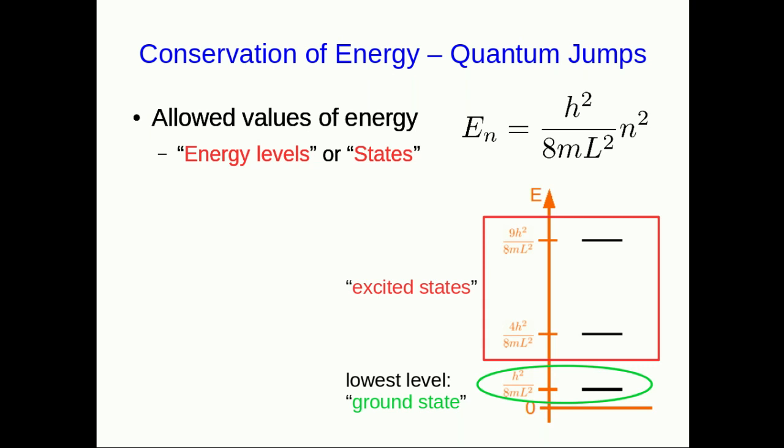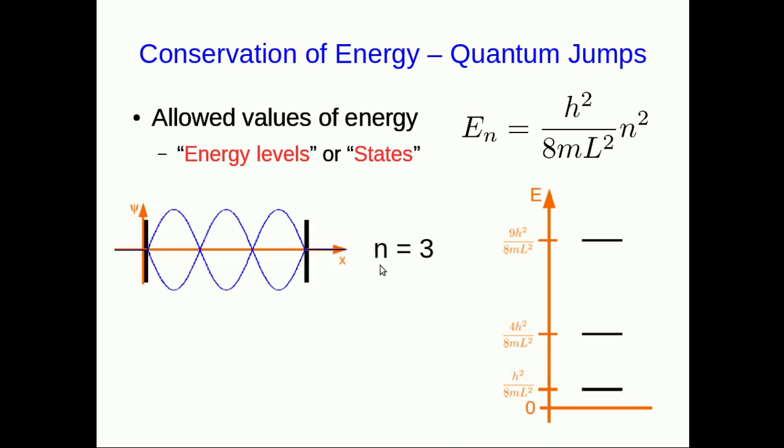So let's suppose that we have this particle in a box in an excited state, say the n equals 3 state. How did it get there? I don't know. We've given it energy somehow. Maybe we ran a current through it, or we hit it with some light, or something like that. But it's in its excited state.